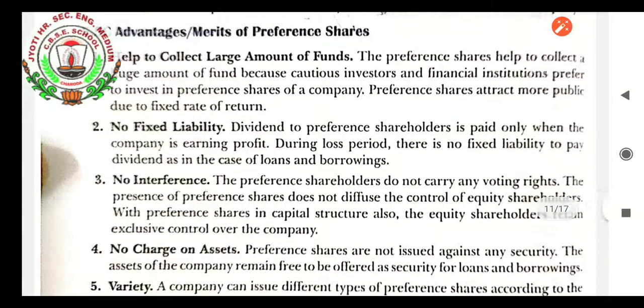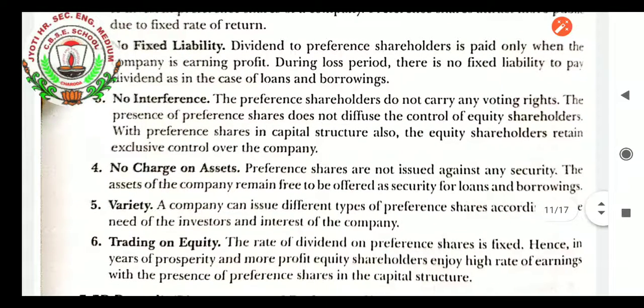No fixed liability. Dividend to preference shareholders is paid only when the company is earning profit. So there is no liability for the company to pay them the dividend for the loss years, unlike in the case of loans and borrowings.